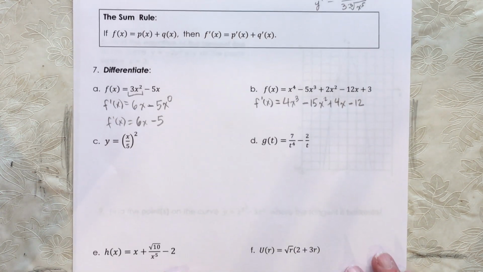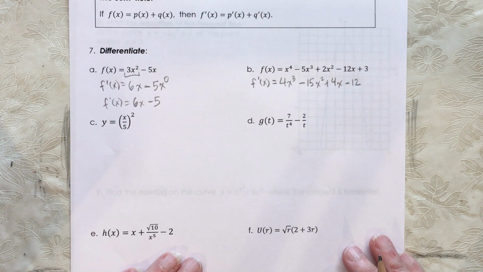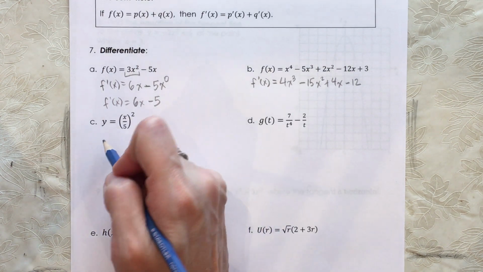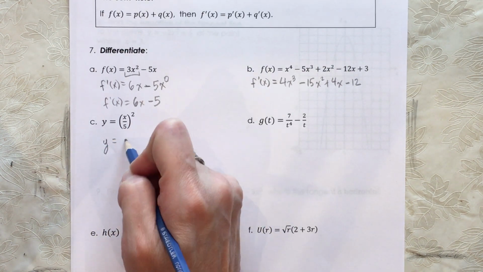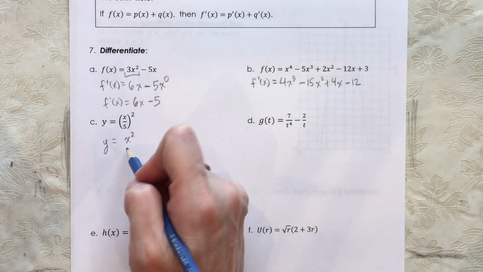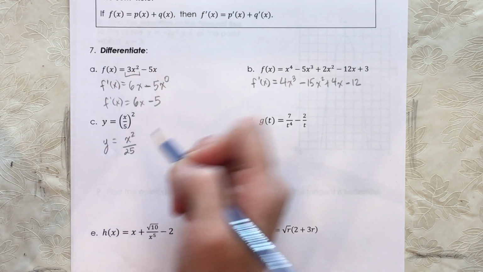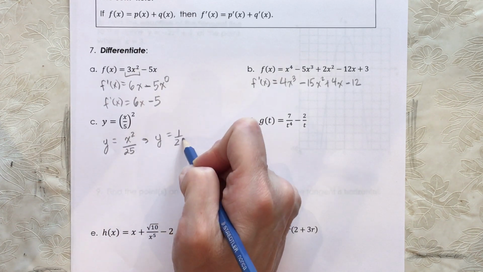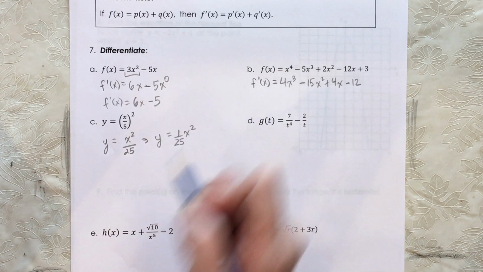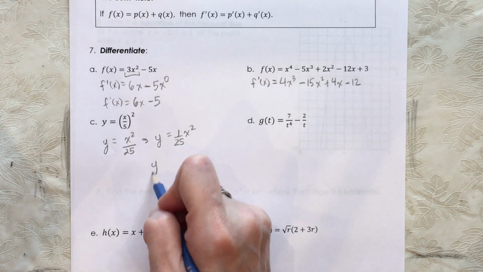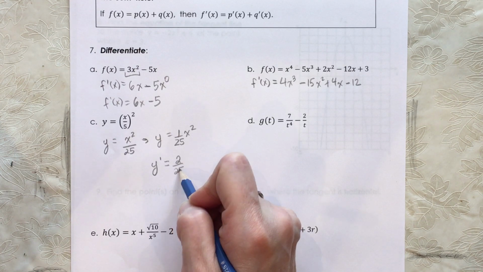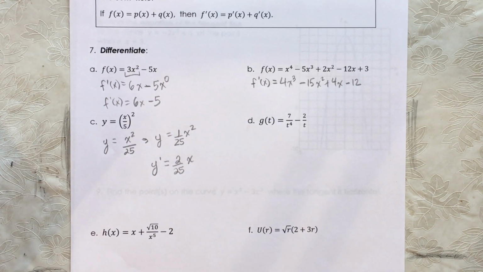All right, go up. We have y equals (x over 5) squared. So we might want to rewrite it first as y equals x squared over 25, which really we could think of as y equals 1/25 as our coefficient, x squared. And then we could find y prime. So that would be 2/25 x to the 1.